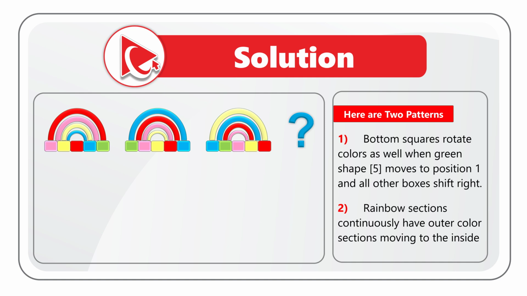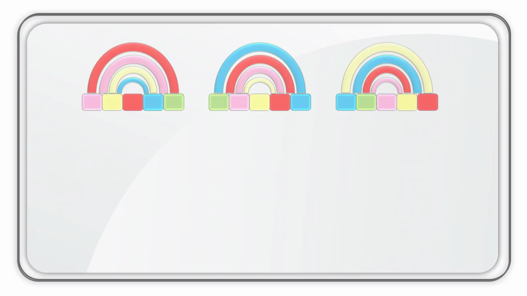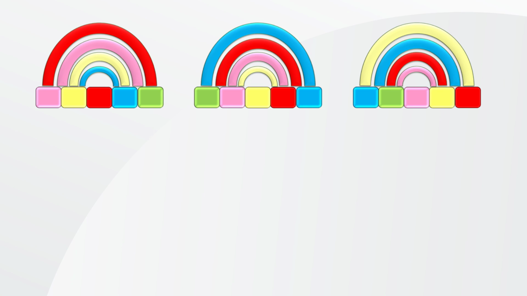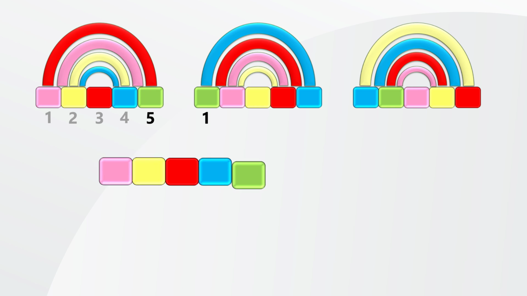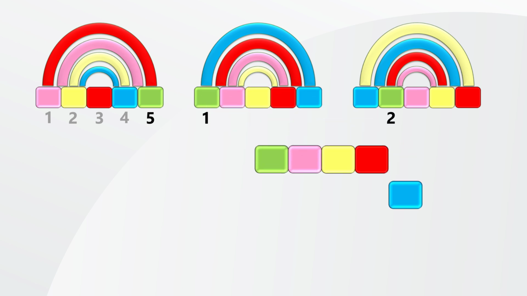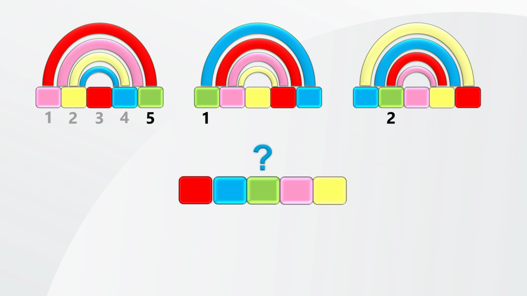To make things easier, let's focus on the bottom pattern first. Let's focus on the squares. If you look closely and focus on the green square, you see that in the sequence 1 shape, green square is in the position number 5. And in sequence 2 object, it moves to the position number 1. And all other objects shift to the right. If we continue to follow green square, you see that in the sequence number 3 object, the green square is in the position number 2. So if we continue this logic, that green square should be in the position number 3, in the middle of all squares.